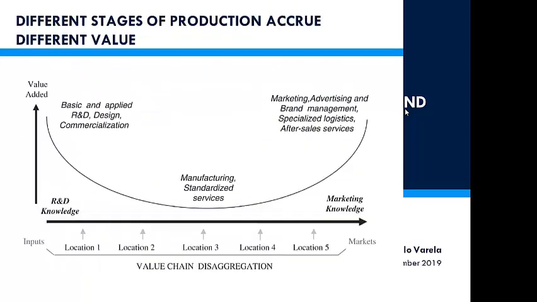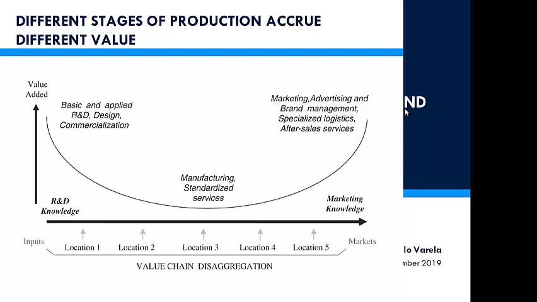We have different stages of production, and these different stages of production accrue different values. We were talking before coming here that if you get stuck in this fragmentation of production, producing simple things, you're going to accrue little value. And what this smiley curve is showing is, along the different stages of production, how much value accrues to each stage.